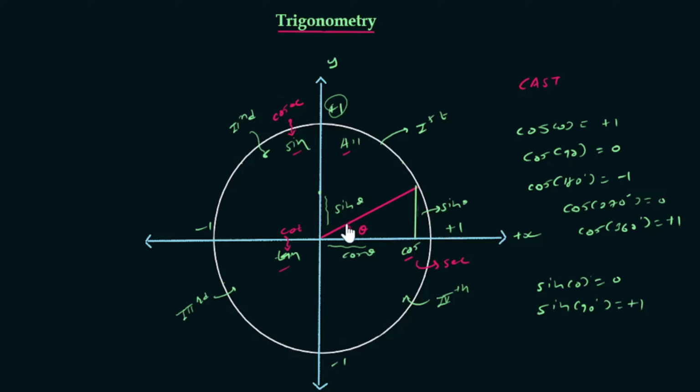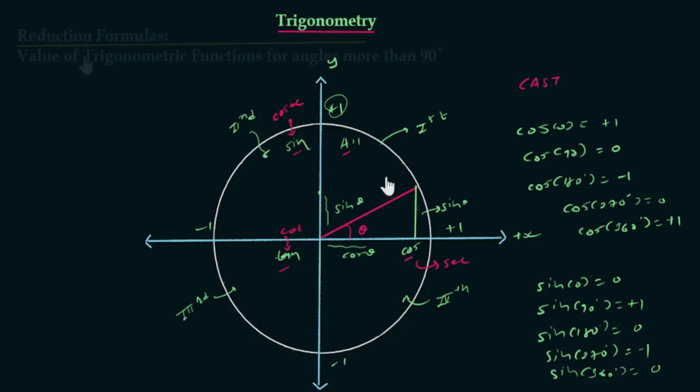Rotate this line by 180 degrees. So we will have sine 180 degrees, which is 0. Sine 270 is minus 1, and sine 360 is taken as 0. So these are the few values which you can remember using this particular diagram. Now let us move to the reduction formulas.